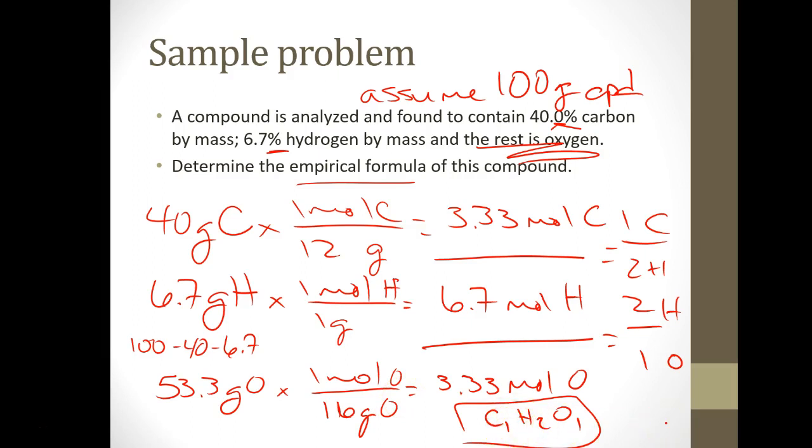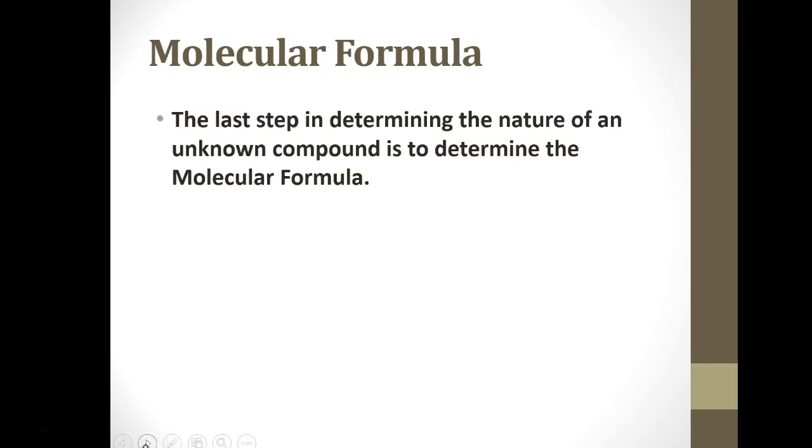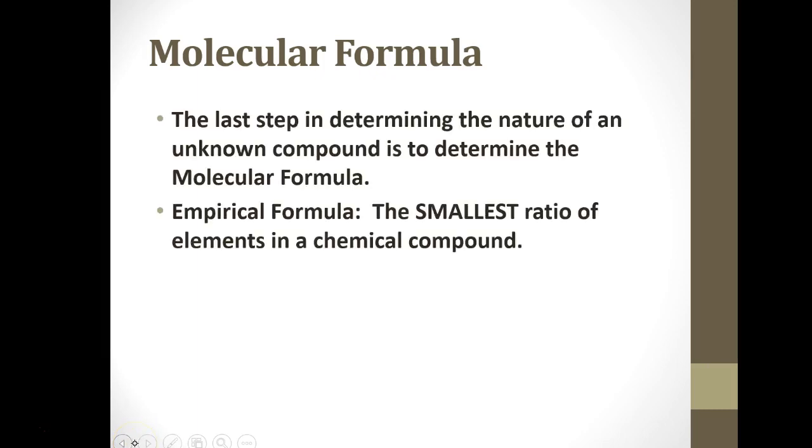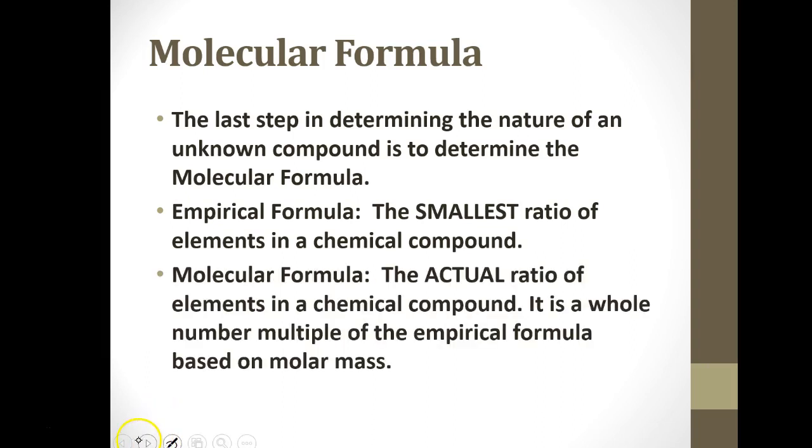Doesn't mean that is the correct ratio for the real chemical, because a lot of times, particularly organic compounds, they are multiples of that, and that's what we're going to talk about today. A molecular formula is the last step in determining what exactly something is. Empirical formulas are the smallest whole number ratio. The molecular formula is the actual ratio, and it is a whole number multiple of the empirical formula based on molar mass, and that is kind of key. All right, so it's the actual ratio.